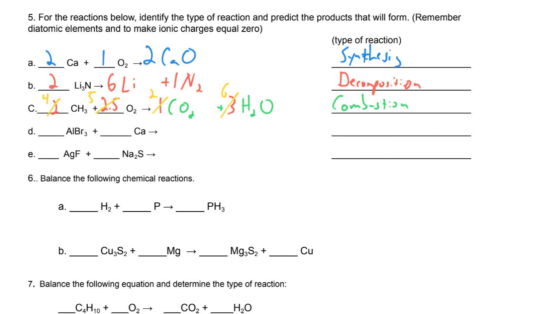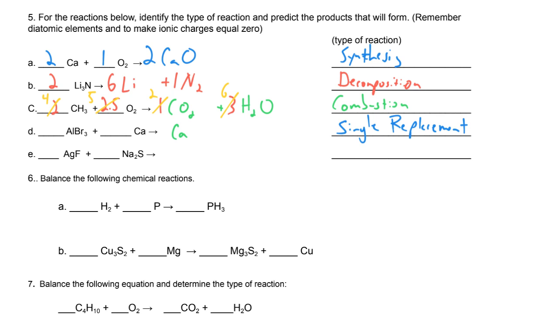All right, next one. We've got aluminum, bromide, and calcium. So we do have a bond here, so we've got the potential for a replacement, and this ends up being a single replacement. It's not a double because the calcium doesn't have to break a bond to infiltrate this bond. It just can do it straight up and just do a single replacement.